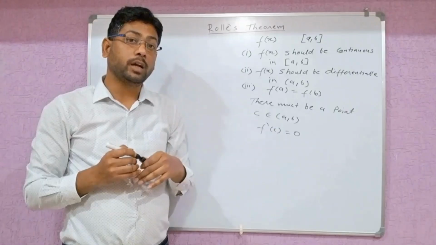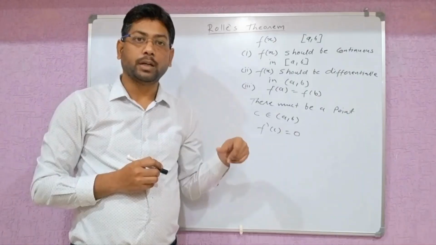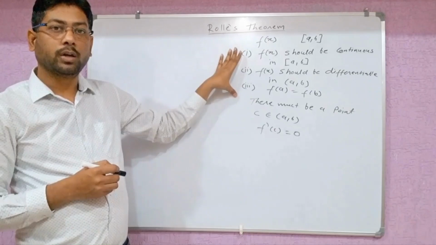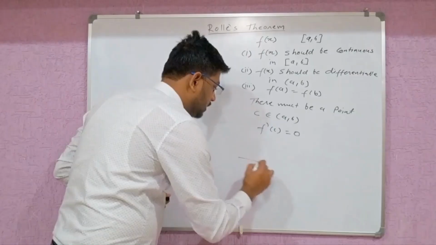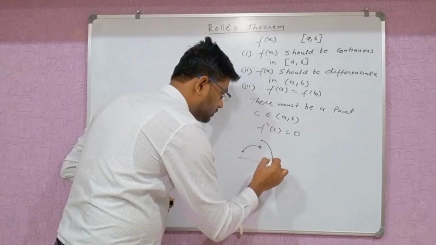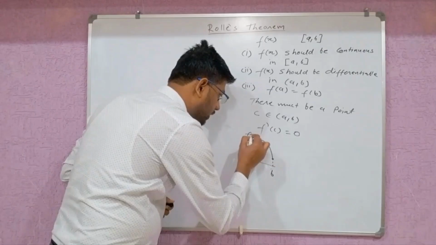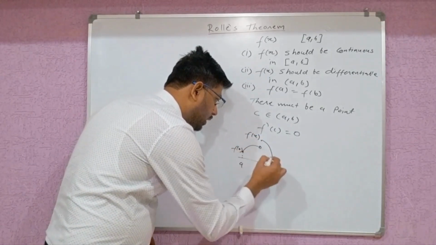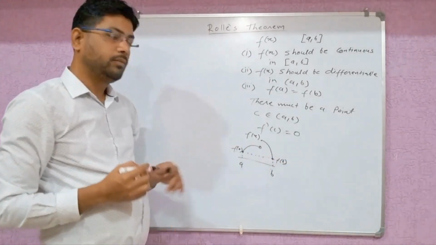Now what is the significance of that and how to apply that theorem? To understand that, we'll take some examples. By that you will understand this better. First of all, to understand these three conditions, we'll take some examples. Suppose a function is given like this, this is a, this is b, and this is function f(x). So obviously this point will be f(a) and this will be f(b). So this f(a) is equal to f(b), that we can clearly see.